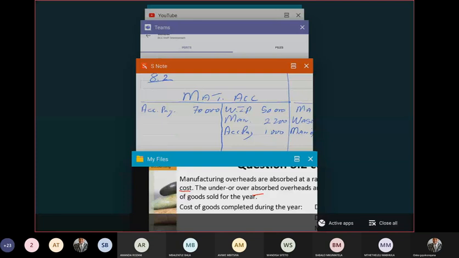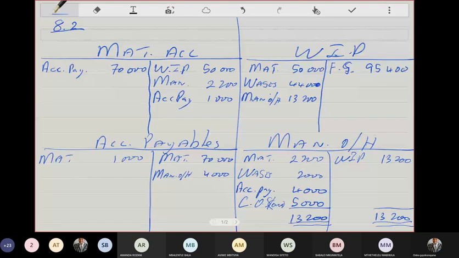And you come to your calculation and say finished goods, you debit your finished goods 95,400. That's it. That's how you do it.